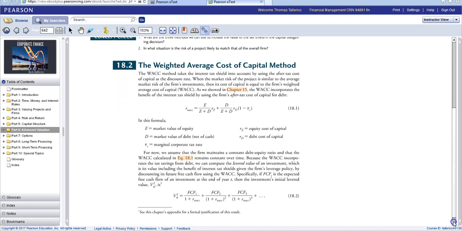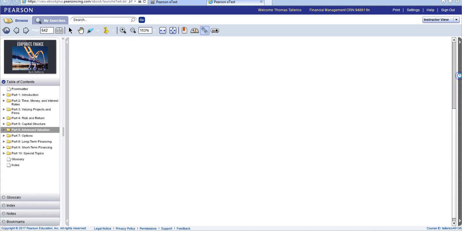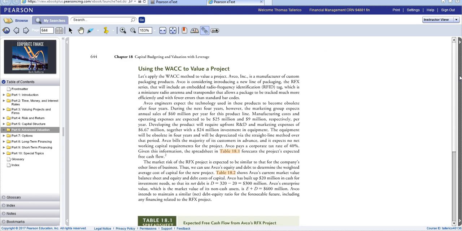And I'm going to jump ahead a little bit because what I want to show you is their procedure. Okay, so first we're going to value a project. So we're going to go through the mathematics to value a project that they're going to take. Okay, so that's number 1. Let's highlight that. So we're going to value a project.